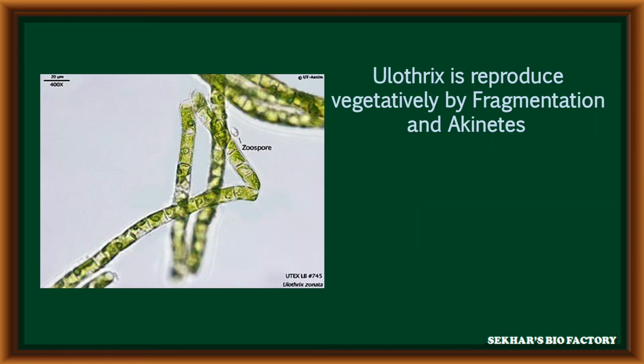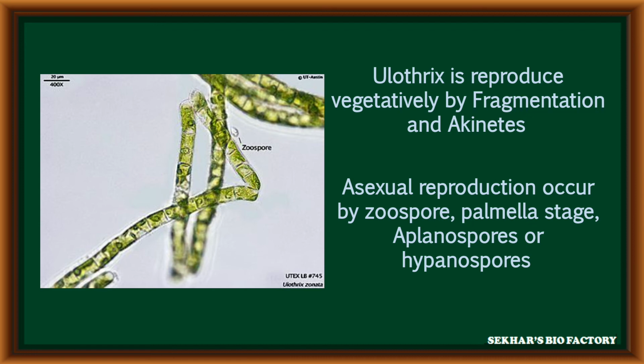Ulothrix reproduces vegetatively with the help of fragmentation and akinetes. Asexual reproduction takes place by zoospores, Palmella stage, aplanospores and hypnospores.